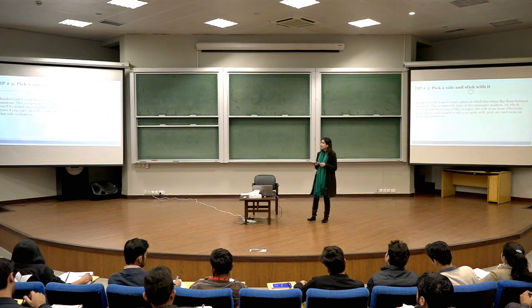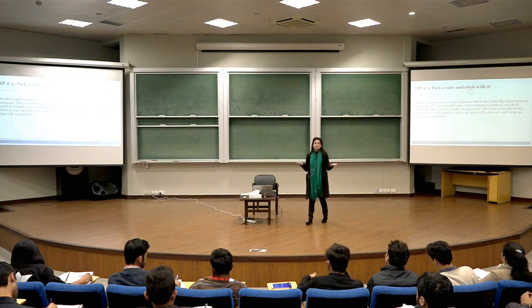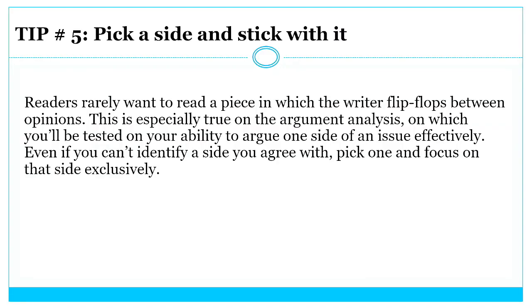Tip number 5, pick a side and stick with it. Yes. If you agree with what the argument is, give us a reason why you agree. If you do not agree with it, give us the reason and tell us where the shortcomings are that you found. Readers really do not want to read a piece in which the writer flip-flops between opinions. This is especially true on the argument analysis, on which you will be tested on your ability to argue one side of an issue effectively. Even if you can't identify a side you agree with, pick one and focus on that side exclusively.